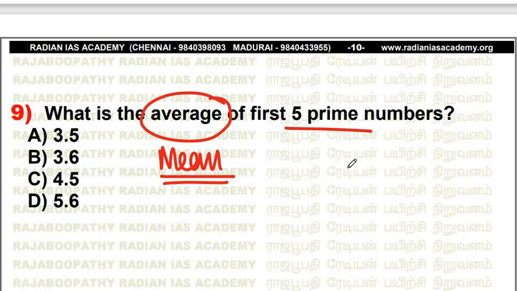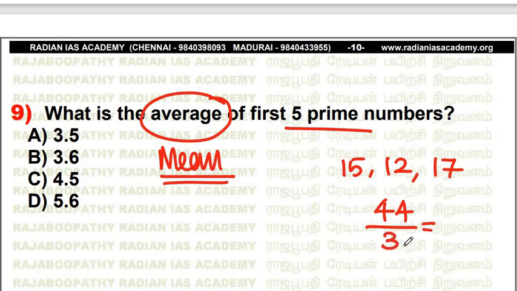For example, there are 3 students whose ages are 15, 12 and 17. So what is the average of the ages of the 3 persons? Add everything, divide by 3. 15 plus 12 is 27, plus 17 makes 44. Divided by 3. Therefore the average is 44 divided by 3.